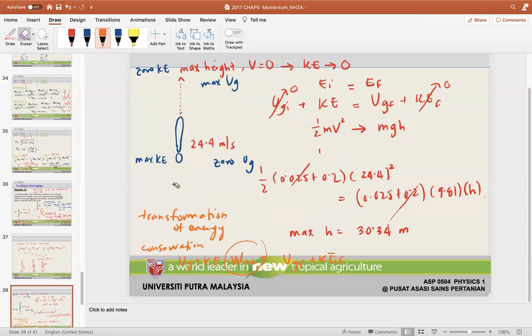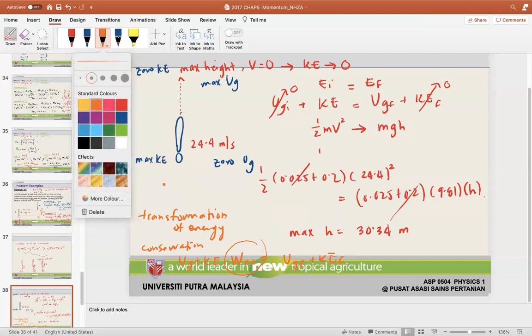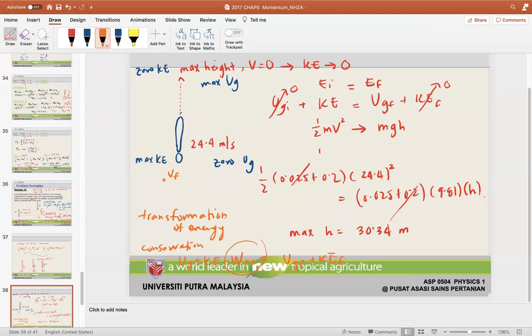Faham ke Heidi? Faham doktor. Okay, so V final dalam collision is U kat dalam our conservation of energy, dia nak naik tu lah. Dia terbang dalam collision. Okay, I hope that's okay with everyone. Any other questions?